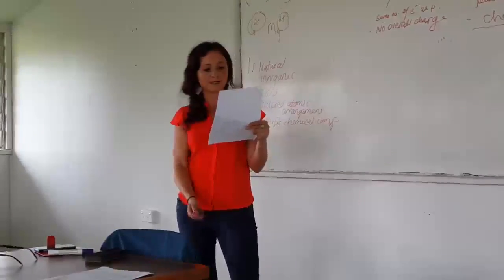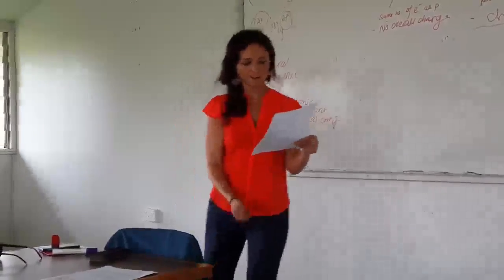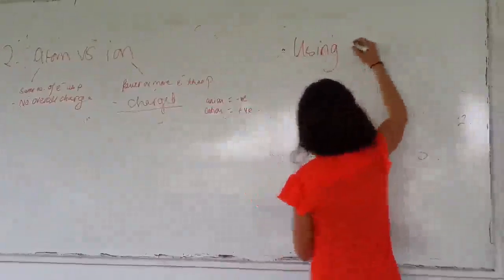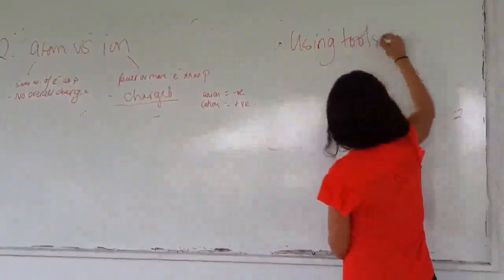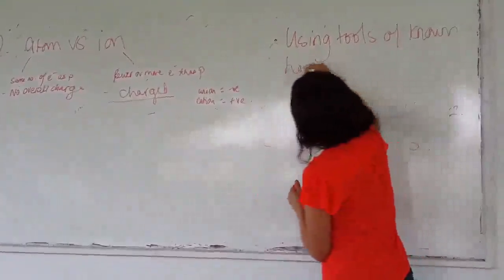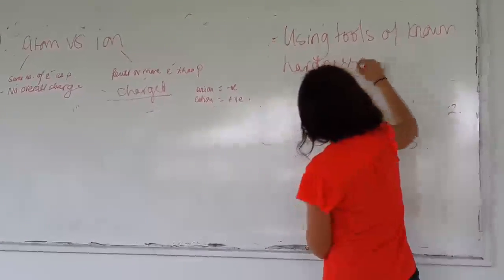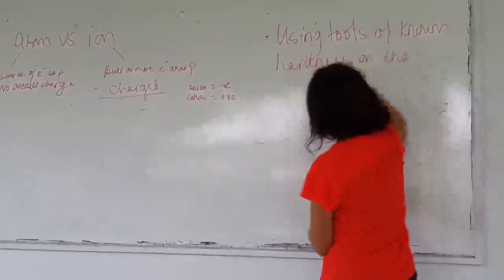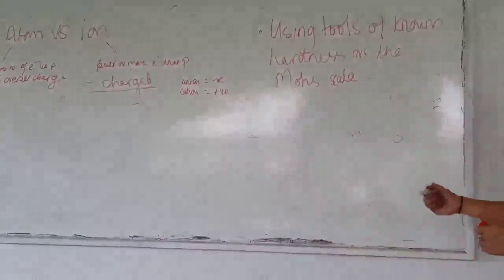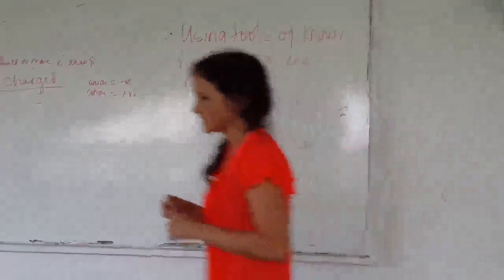And how would a field geologist measure hardness? So using tools of known hardness, on the Mohs scale, and then trying to scratch various minerals. That's how a field geologist figures out how hard the mineral is.